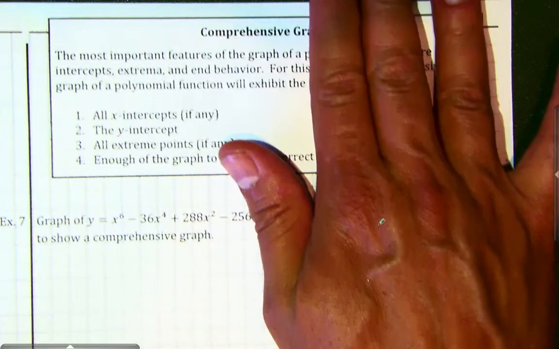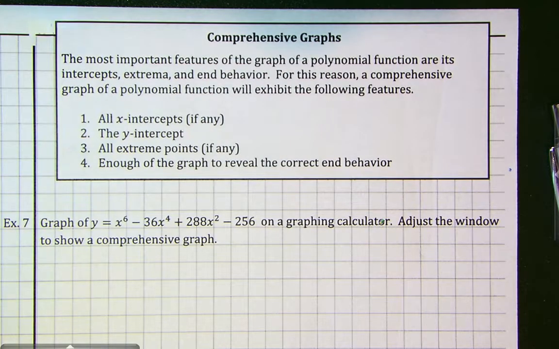Well, paste your card out, read through it, write example number 7, and we'll start once you're ready. And pause it.